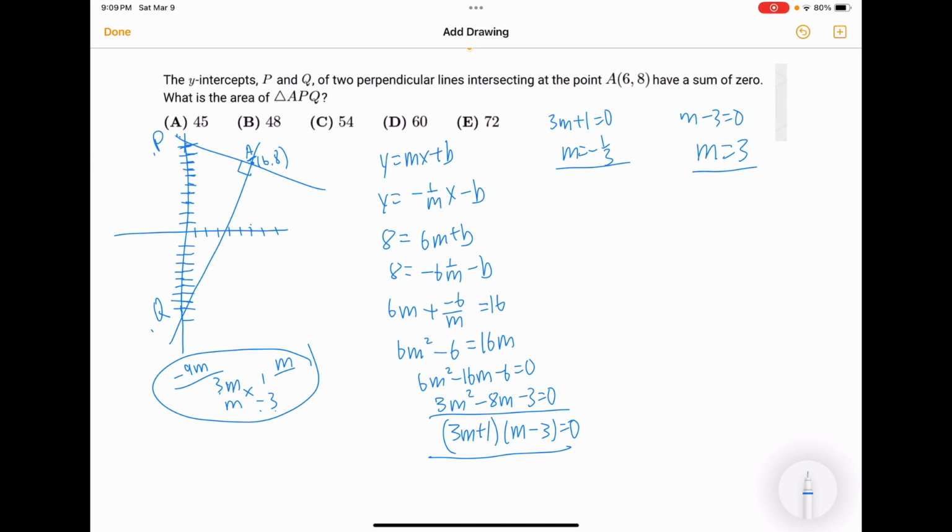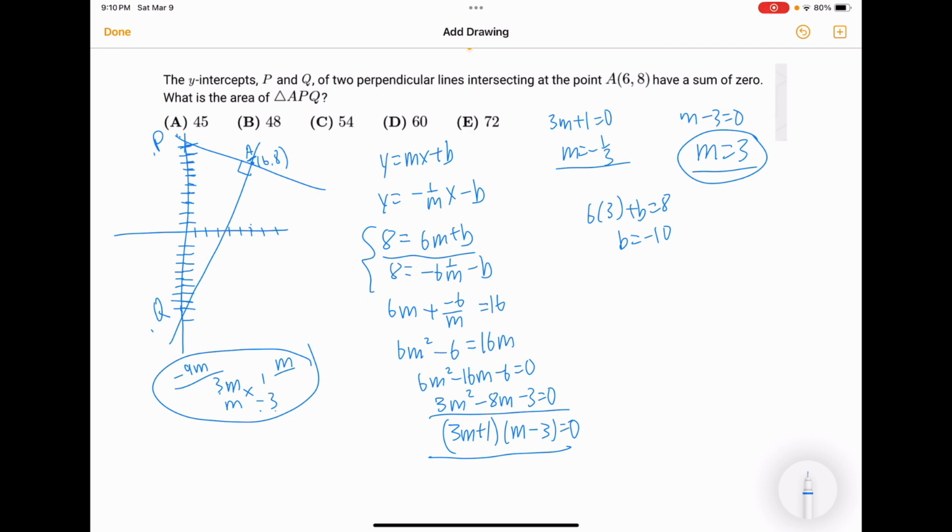You can choose either one of these to plug in because they have the same effect. I'm just going to choose m equals 3 because that is easier to plug in. I'm going to plug it into one of our original equations. I'm just going to pick the first one because, again, it doesn't have a denominator. So here we see that after plugging it in, we got b equals negative 10.